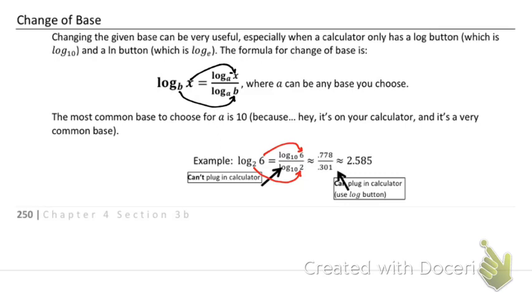You can't do it wrong and get the right answer. You can flip them and get the same answer? Wait, you said you could do ln 6 over ln of 2. Did you say ln 2 over ln 6? No. You can't flip that. You come up with the wrong answer.